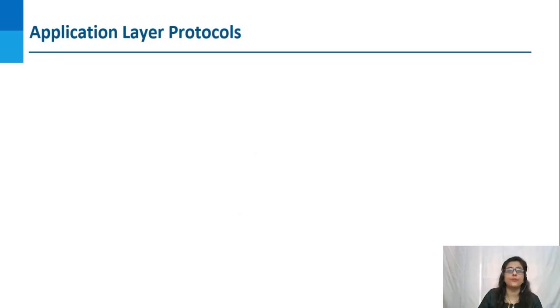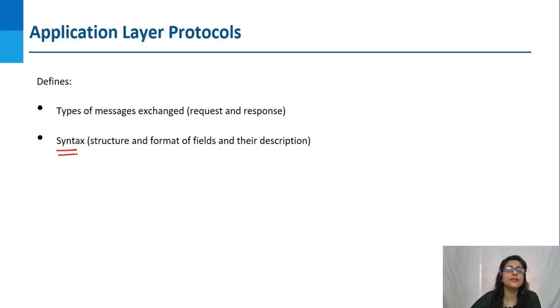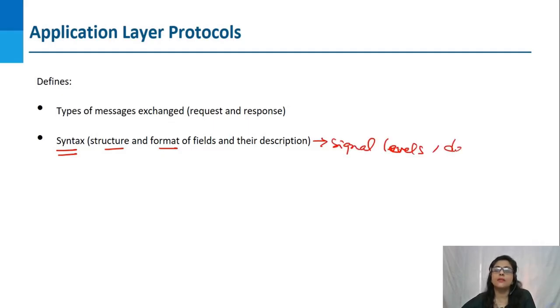Let us now look at the application layer protocols. Application layer protocols define the types of messages that are to be exchanged. Like we have 2 types of messages. One is a request message that is sent by the client, and the other one is a response message that is sent by the server. Both of them are known as the host. Next, it has to define the syntax. What is the meaning of syntax? Syntax means the structure and format of the fields and their description. Basically, it also means the signal levels and the data format, either ASCII or binary or hexadecimal.